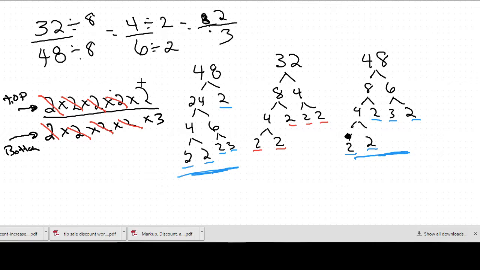So you can see that the only two numbers left are 2 and 3. And that's exactly the same as the answer that we got before. Remember that tops cancel bottoms. That's what I should say.